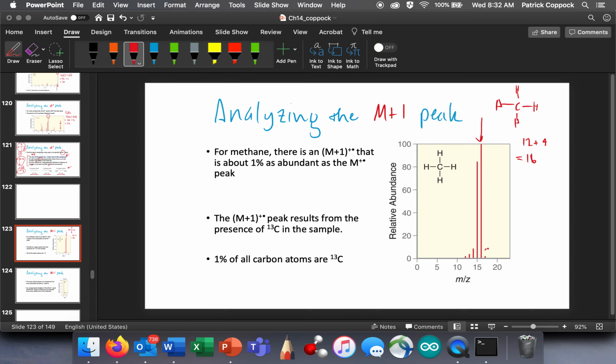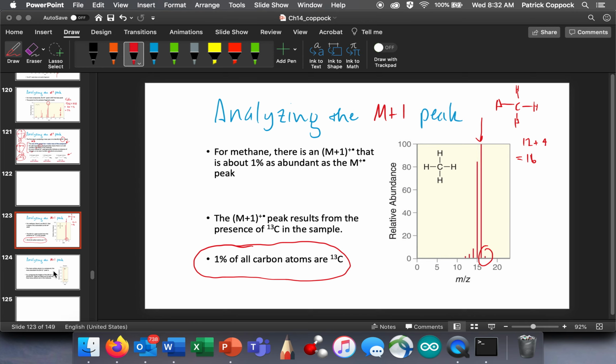But the M+1 peak is here, right? Why do we have some methane that weighs 17? That's because 1% of all carbon atoms are carbon-13, right? And so that's what gives the M+1 peak in methane.